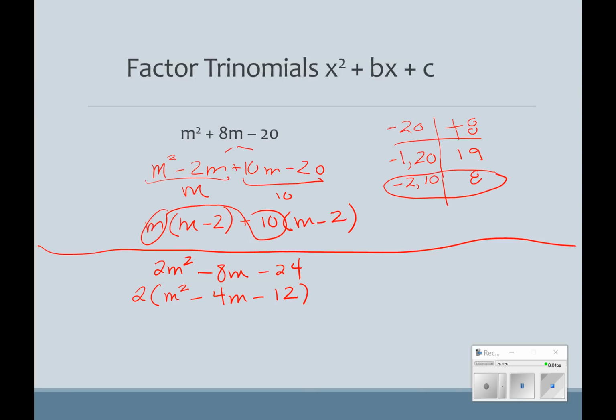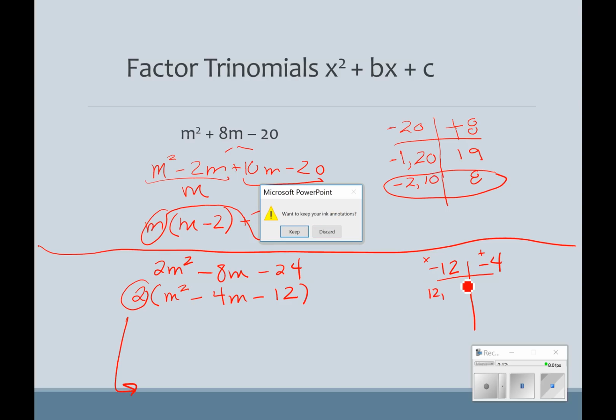Okay. And now I'm going to, like we did before, circle this to remember to put it into our final answer. And I need factors of negative 12 that add to negative 4. Multiply, add. So 12 and 1, but I want it to be negative. So negative 12 and 1 is negative 11. 2 and negative 6 gives me negative 4. So those are my factors.